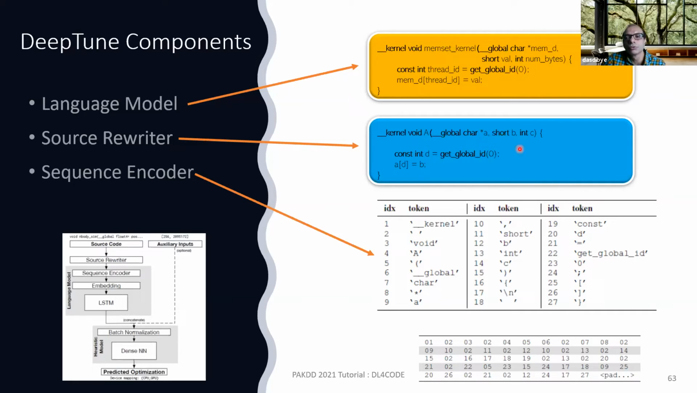Once you do the source rewriting, you do a sequence encoding, which is a simple index-based encoding. So for example, the keyword __kernel gets index 1, space gets index 2, void gets index 3, and so on. These are the first three layers. And as Professor Ramakrishna mentioned, I think they use on the order of 128 tokens, and they are able to cover the space of OpenCL kernels that they are handling today.